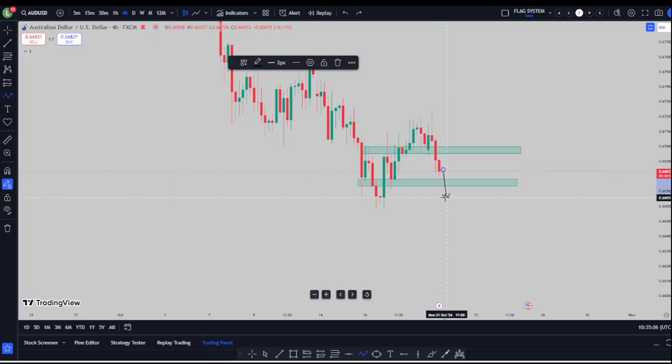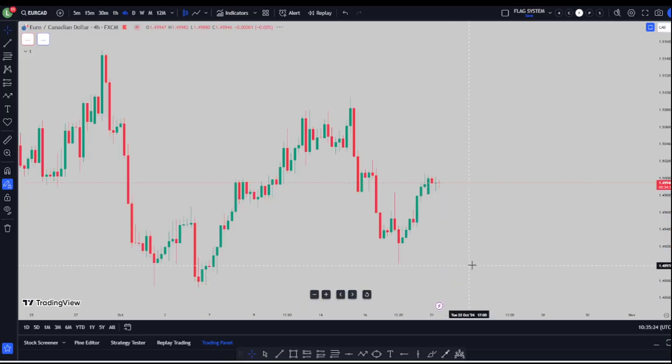We want the price action to break this support here, then we wait for a retest so that we can take sell opportunity on AUDUSD. And the next currency pair on my watch list is EURCAD.